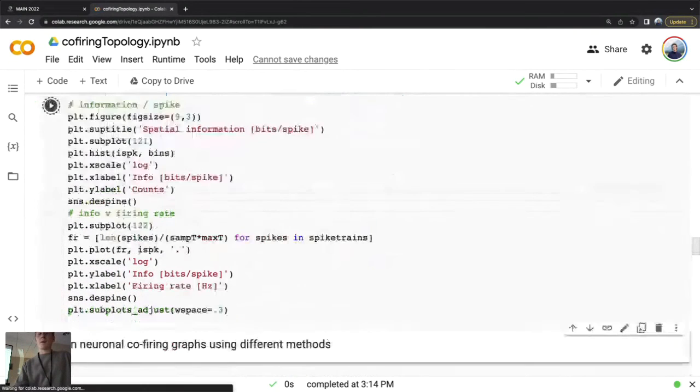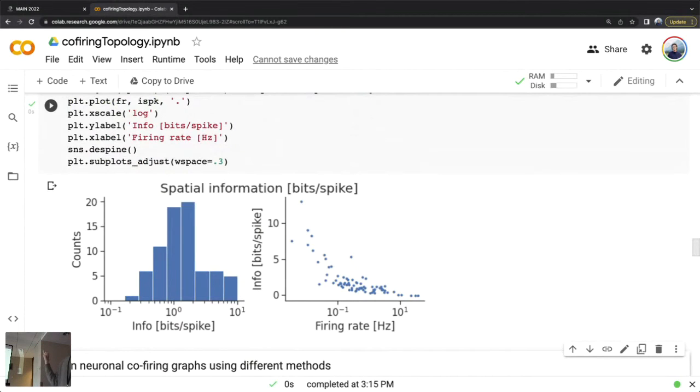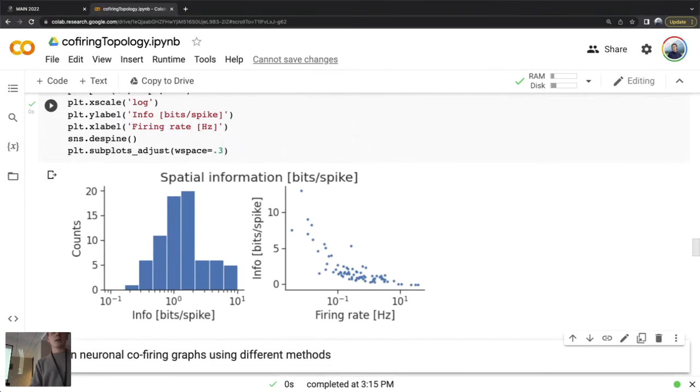Another measure that was proposed is trying to normalize by the firing rate of the neuron, giving an estimate of the bits per spike. But I'm not a fan of this, because it has a very strong anti-dependency with firing rate. So you will find that the cells that only fire maybe a couple of spikes during a session actually have a very high information, just because their firing rate is very low.